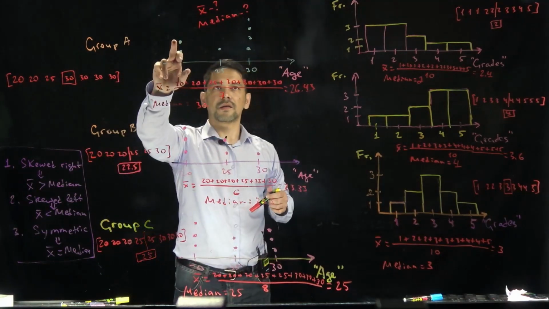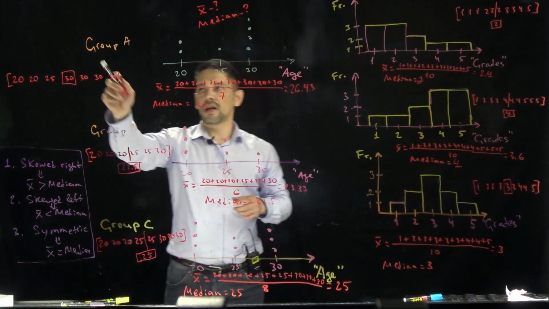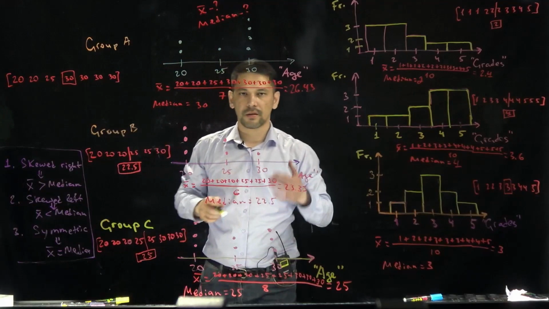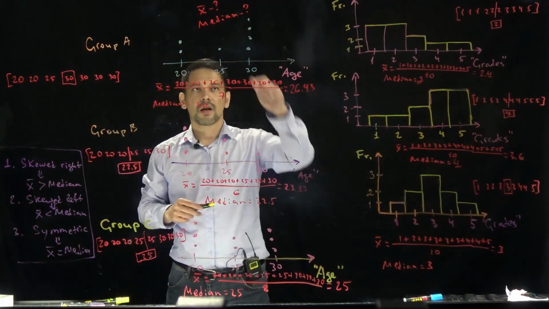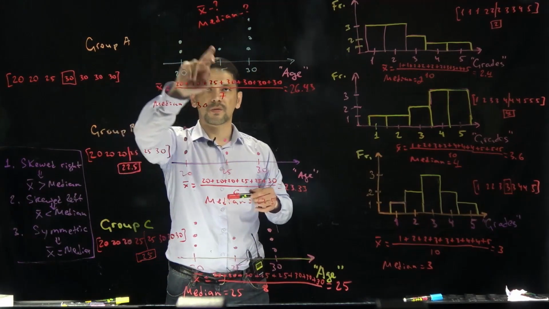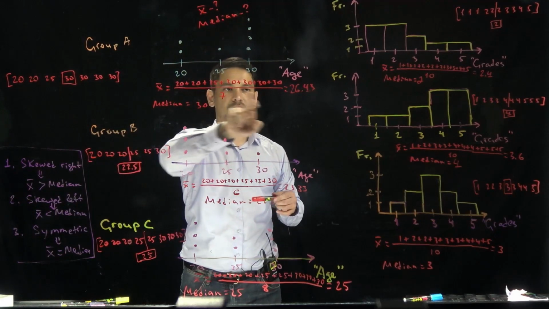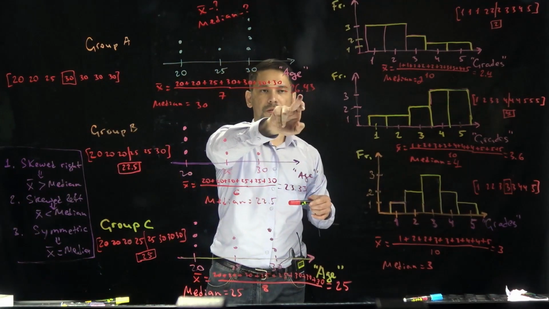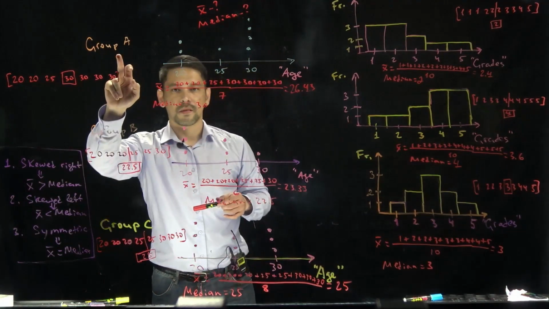I can see 7 dots here in this graph. That means group A has 7 students. So to calculate the average, I have to sum up the ages of all the 7 students and then divide that sum by 7. So it's 20 plus 20 plus 25 plus 30 plus 30 plus 30 plus 30 divided by 7. That gives me 26.43. This is the average age for group A.